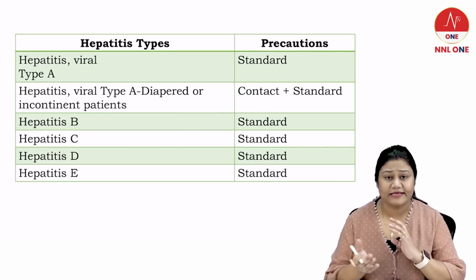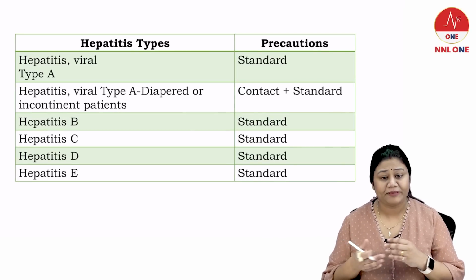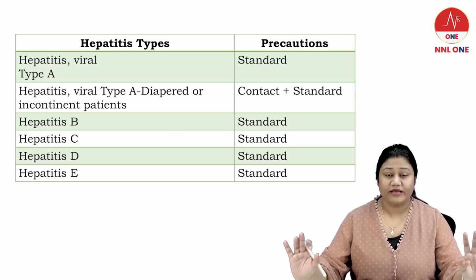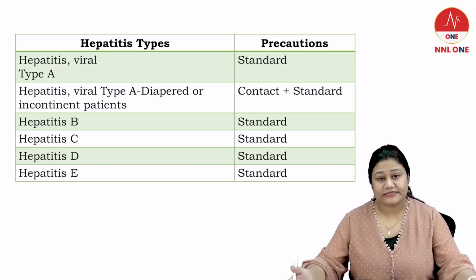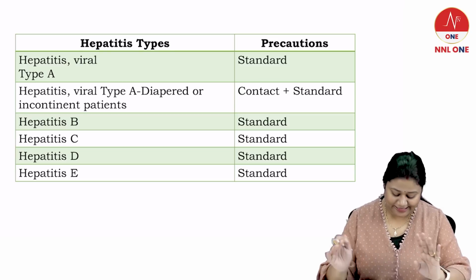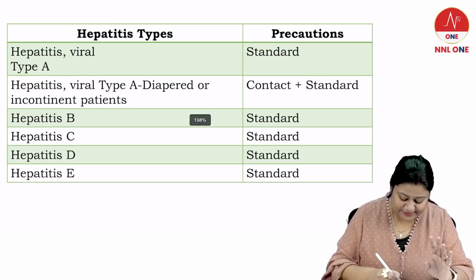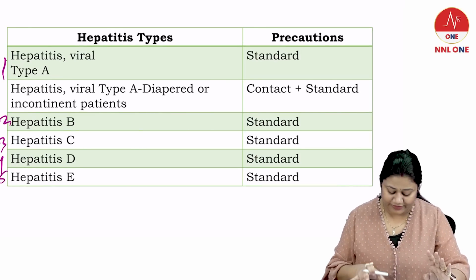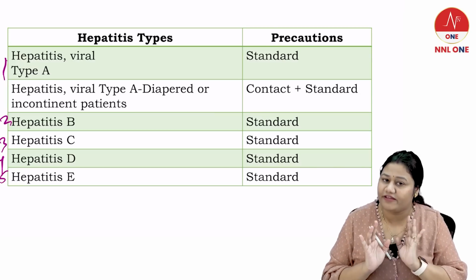Now let us quickly revise the type of precaution that should be applied to the hepatitis family. Now we all know that in hepatitis we have a lot of members. We have hepatitis A, B, C, D, E, commonly A to E. So how many members are there in hepatitis? A: 1, 2, 3, 4, 5. In total the hepatitis family has 5 members.